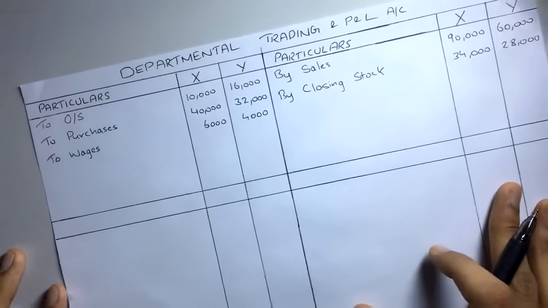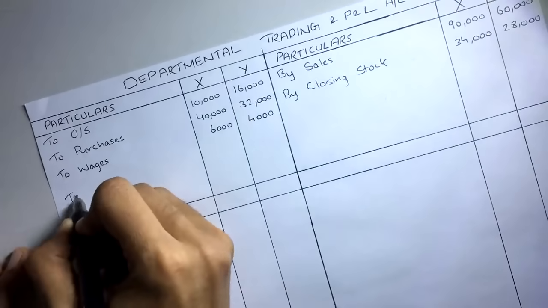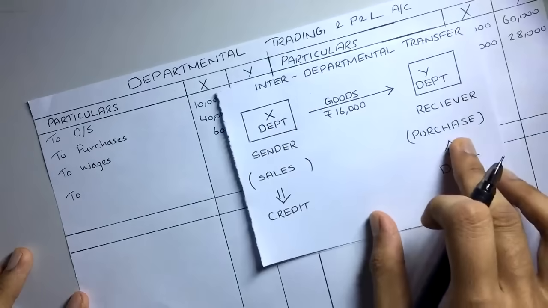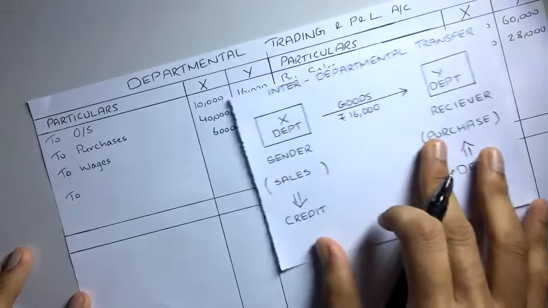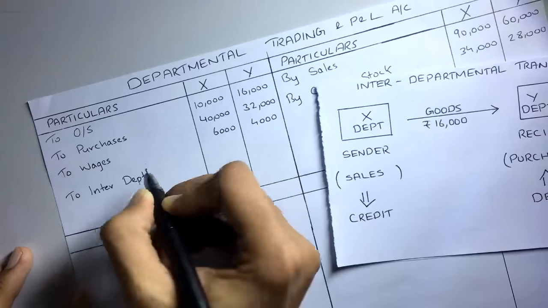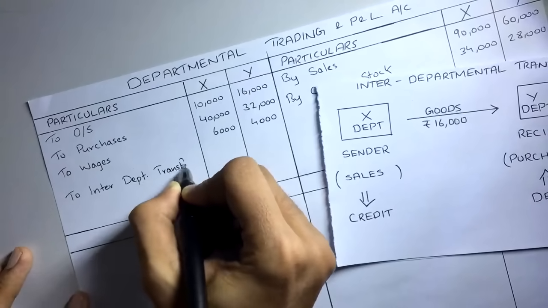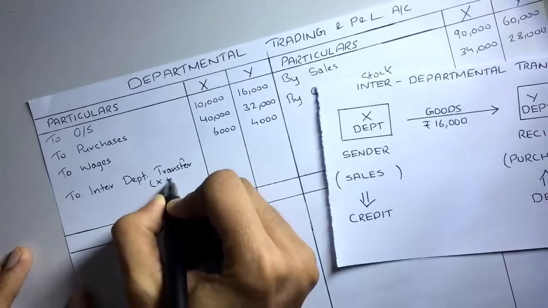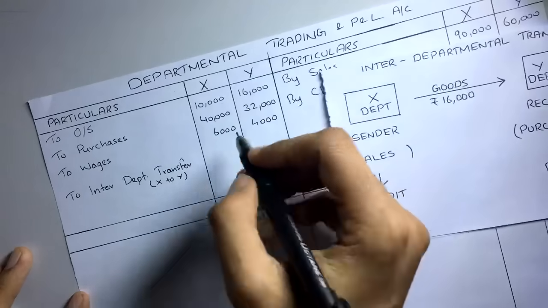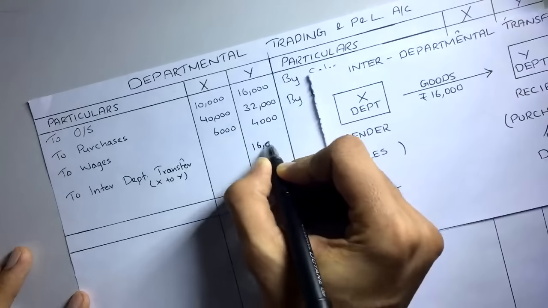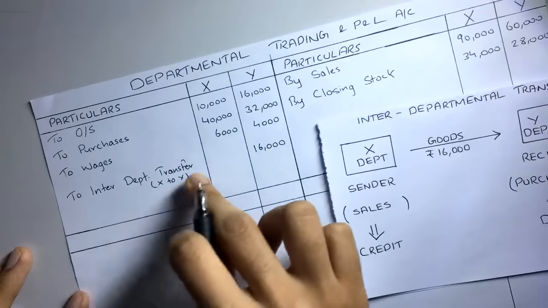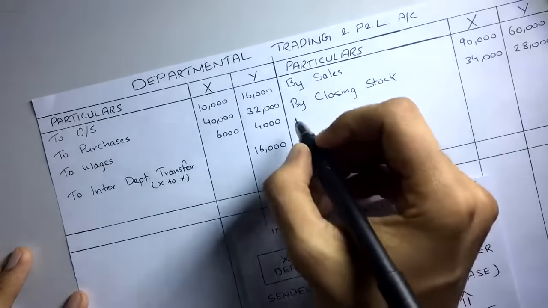It says 16,000, right? So you will write here, Y department, receiver, purchase of 16,000. So you will write over here, to interdepartmental transfer. In the bracket you have to write X to Y. So here purchase is debit, so we'll debit the Y account by 16,000. Simple, right? Debit the purchases. So you have debited it to interdepartmental transfer, X to Y, 16,000, and here you have to credit.